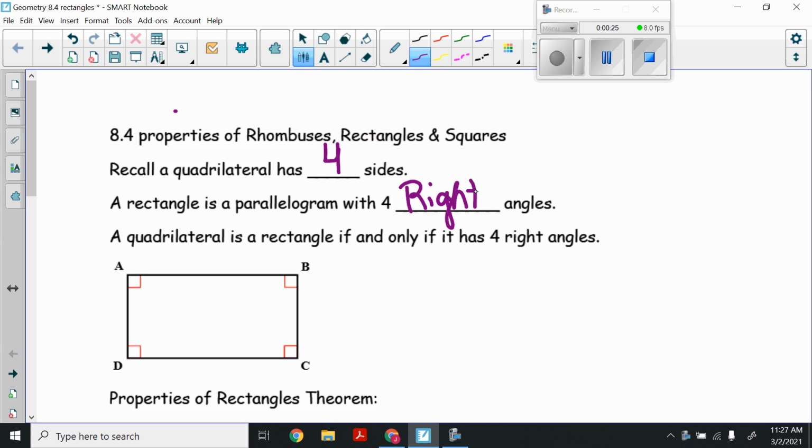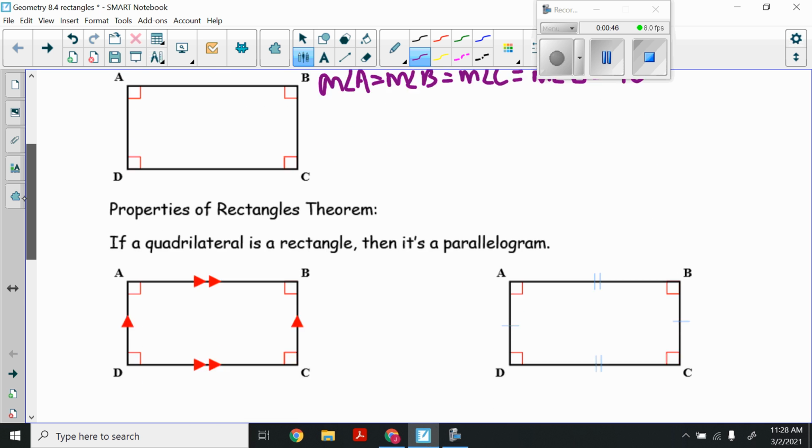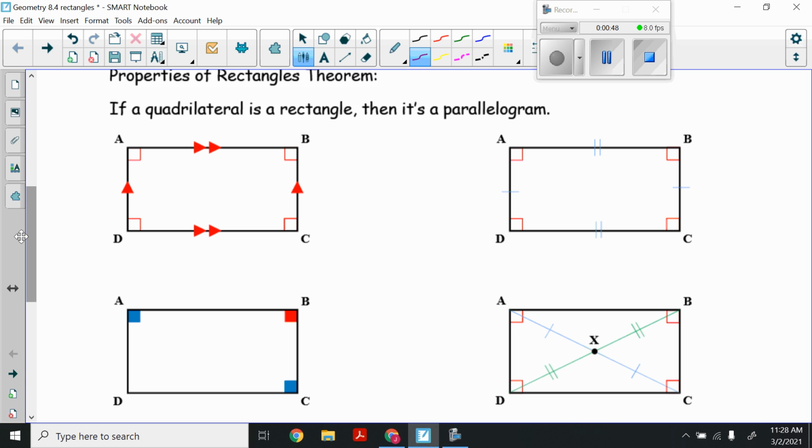So a quadrilateral is a rectangle if and only if it has four right angles. So here I have a picture of the measure of angle A equals the measure of angle B, which equals the measure of angle C, which equals the measure of angle D, which is equal to 90 degrees. So now we want to talk about all the properties of rectangles and their theorems.